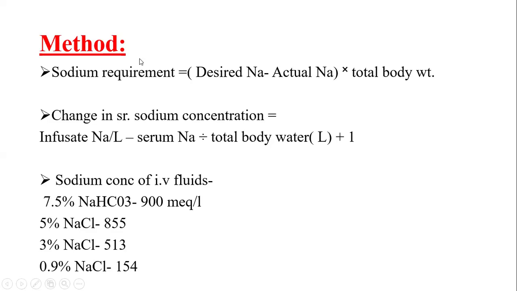There is a method for calculating sodium requirement. The formula is: sodium requirement is equal to desired sodium minus actual sodium, multiplied by total body weight. A change in serum sodium concentration by a given IV fluid can also be calculated by a formula: infused sodium per liter minus serum sodium, divided by total body water in liters plus 1. Total body water is 50% of total body weight in females and 60% of total body weight in males.